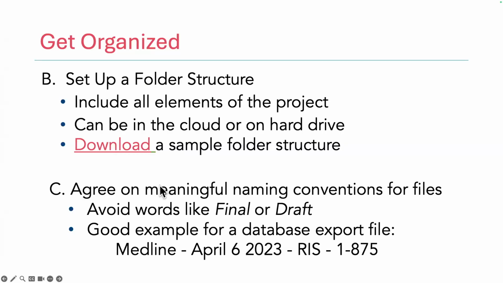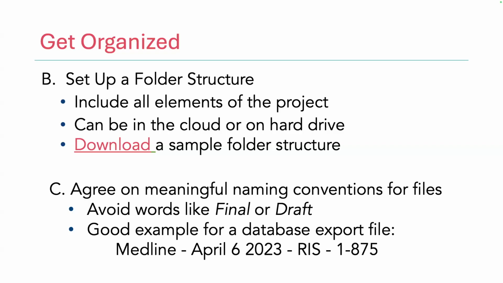And so once you have your file structure organized, you also want to come up with some kind of meaningful naming conventions for your files. A good example is that when you search a database, you download what are called RIS files that have all of the references of your articles. Those come with very generic names, something like export.ris. Each database will give you almost the exact same name, but you need to give it a name that tells you exactly what's in that file, because you need to be able to tell them apart.